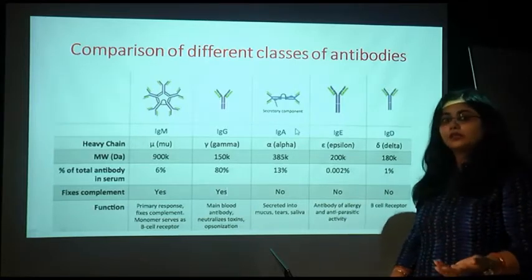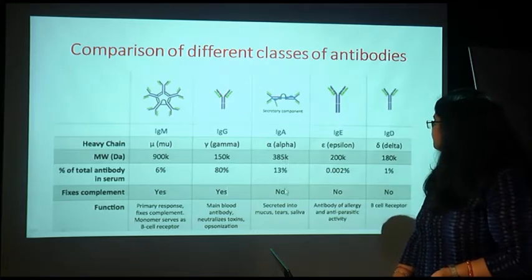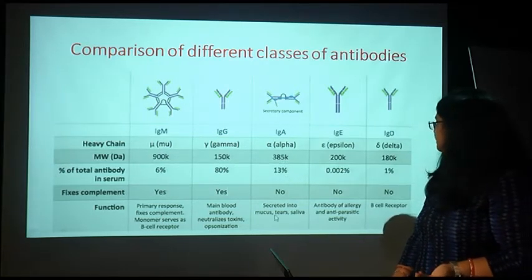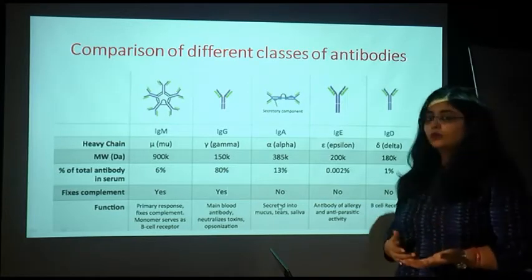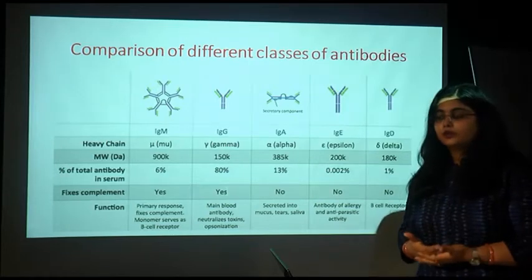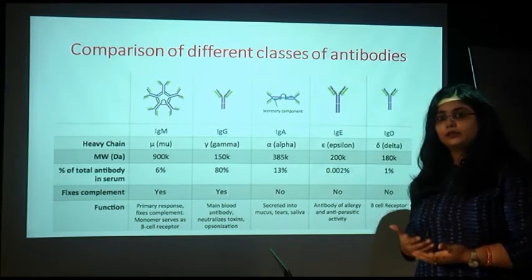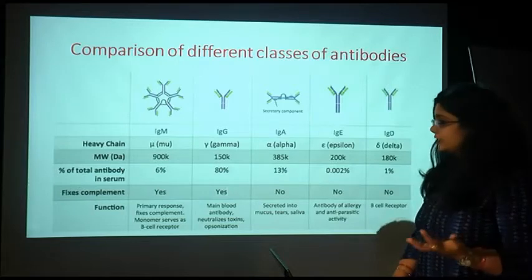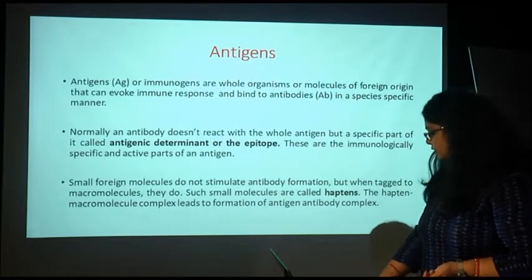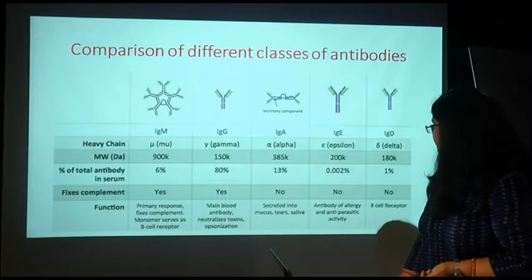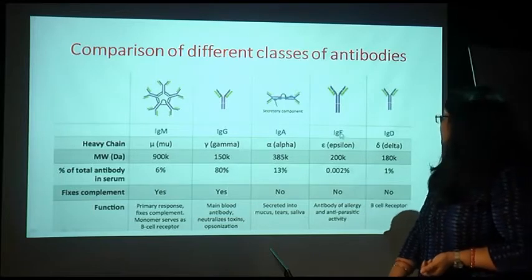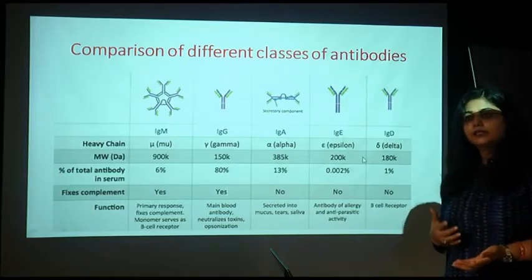IgA is actually a dimeric structure. So it's found in a concentration of like 13%. Now we know that the body has a lot of mucous membrane. So IgA is secreted into the mucus. So this is basically found in mucus, tears and saliva. Then comes IgE.